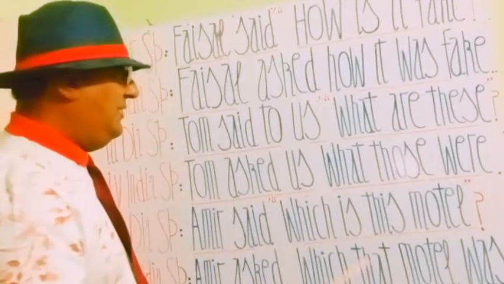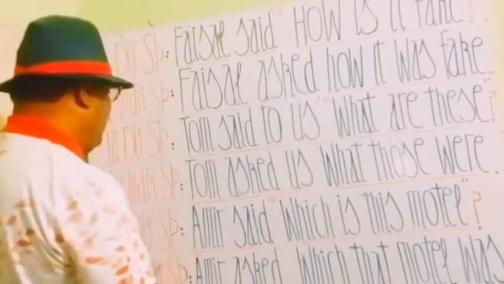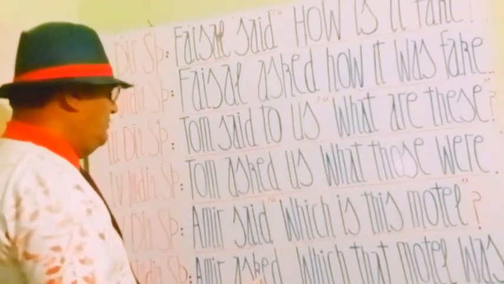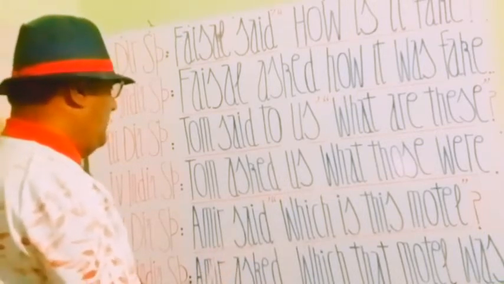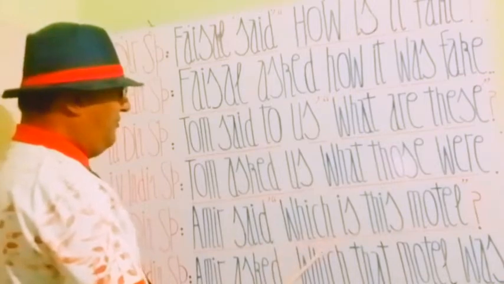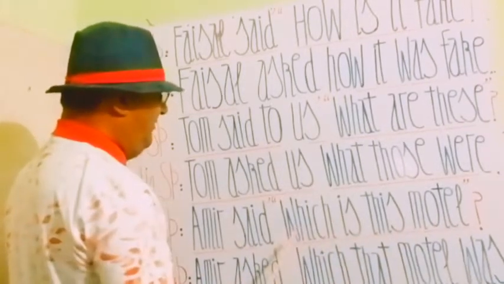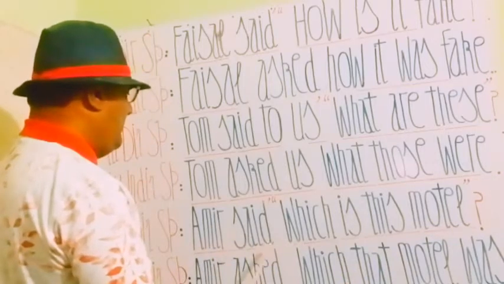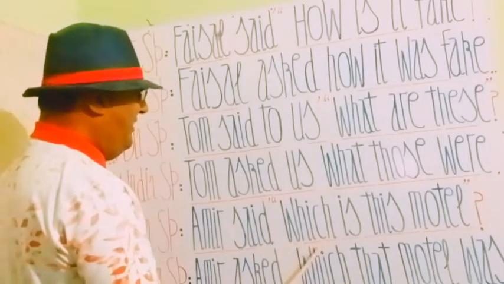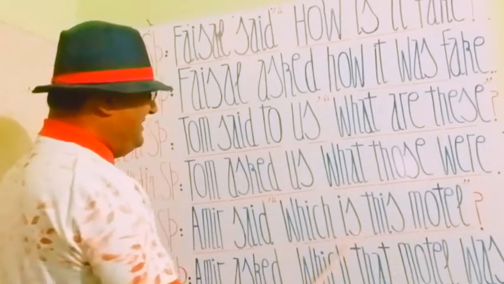Here you see, my students, the next one is a direct speech. Amir said, comma, inverted comma start, which is this motel? Comma, close interrogative sign. Amir said, comma, inverted comma start, which is this motel?